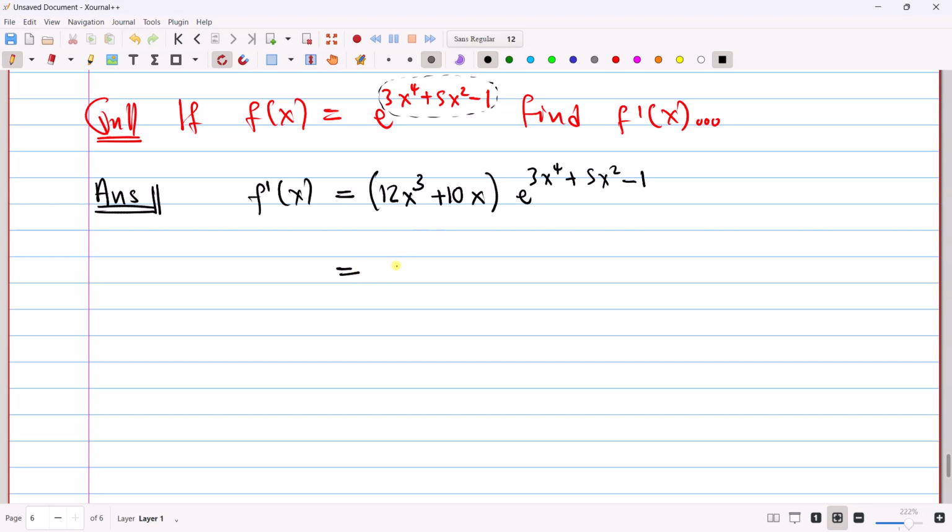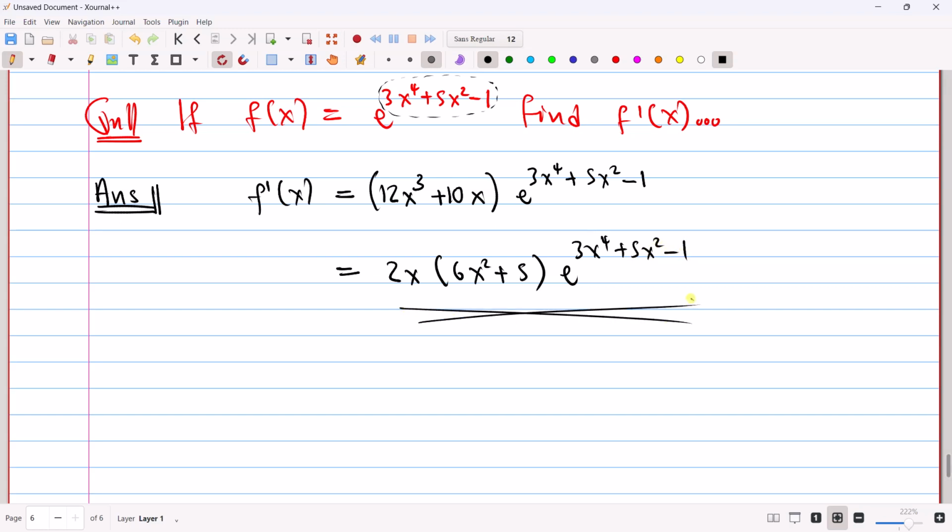If you want, you can make simplifications, but leaving it here is also fine, because we can see that 2x is common here. So you can pull it out so that you get 2x times 6x squared plus 5, then e to the 3x^4 plus 5x^2 minus 1. So that becomes a solution like that. This is how you differentiate exponential functions whose base is e.